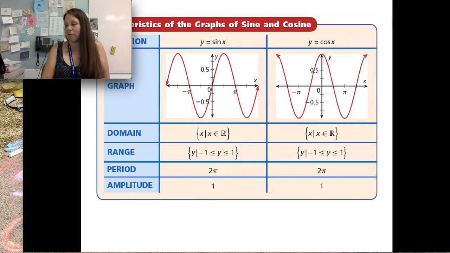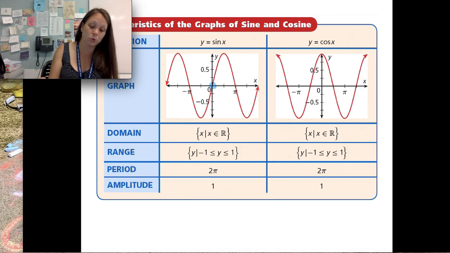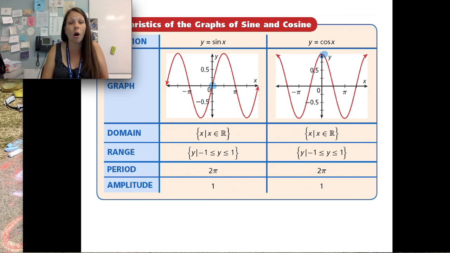So we have our parent functions for sine and cosine. You'll notice that sine and cosine look very similar, except that sine crosses through the origin, and the parent function cosine crosses the y-axis at 1. So that's the biggest difference between the two of them for their parent functions.